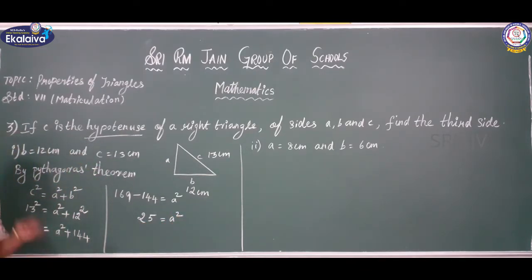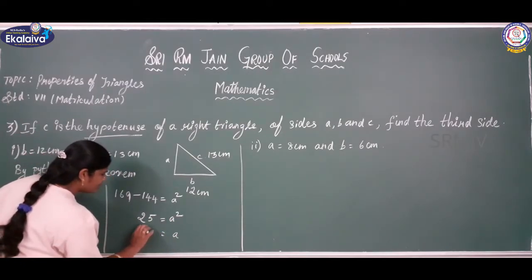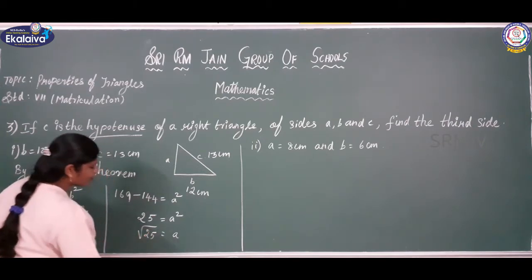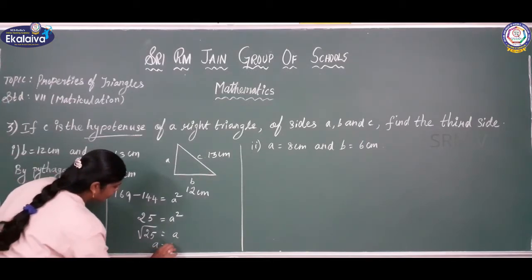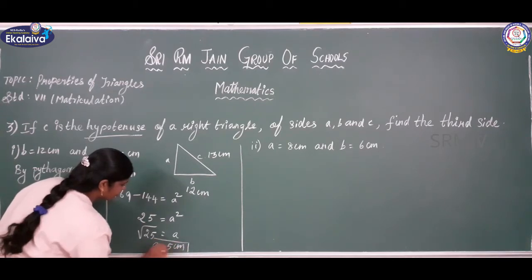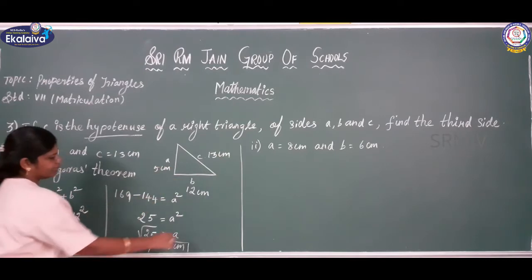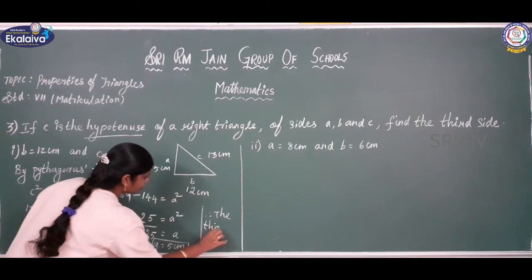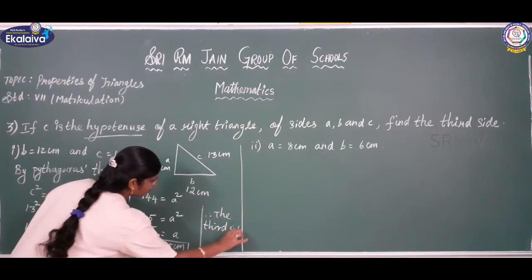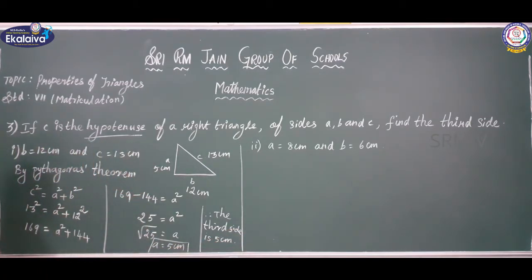But we need to find the A value. So A equal to, the square will change, square root of 25. The square root of 25, what will you get, children? 5. So A equal to 5 centimeter. So the third side is 5 centimeter. Therefore, the third side is 5 centimeter. Is it clear, children?